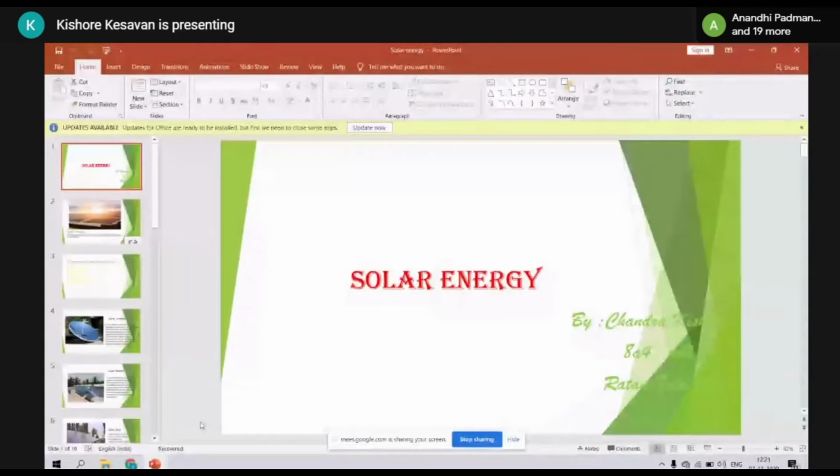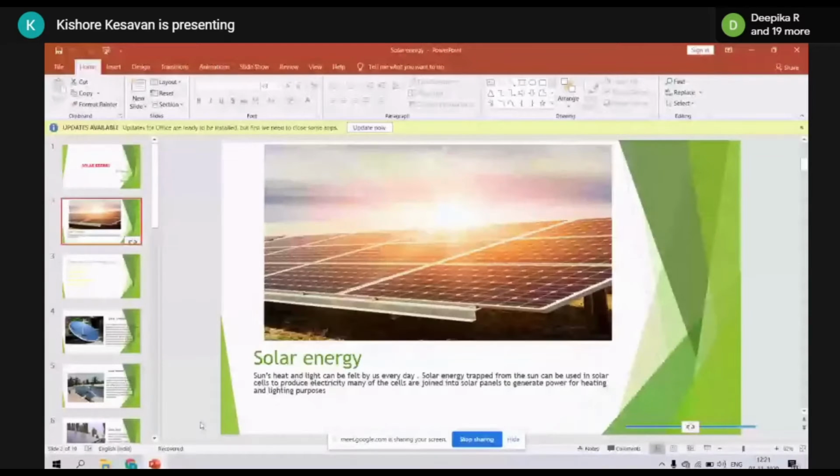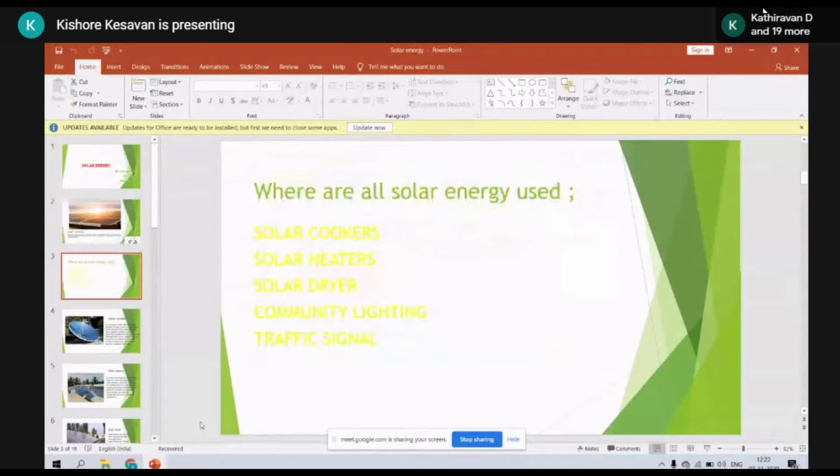Solar energy, the sun's heat and light, can be felt by us every day. Solar energy trapped from the sun can be used in solar cells to produce electricity. Many of the cells are joined into solar panels to generate power for heating and lighting purposes. Where is solar energy used? Solar cookers, solar heaters, solar dryers, community lighting, traffic signals, etc.